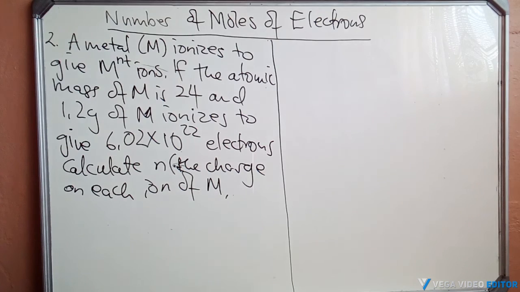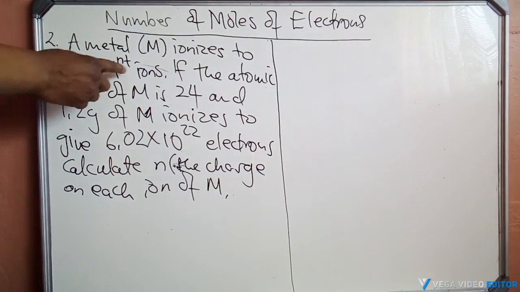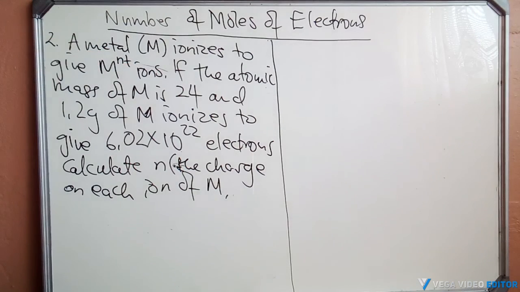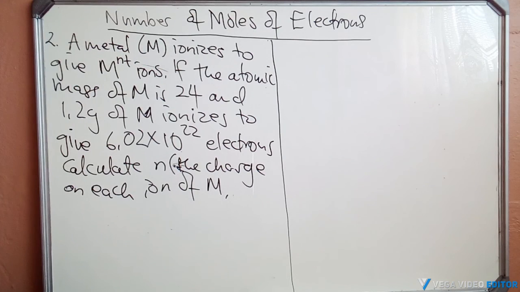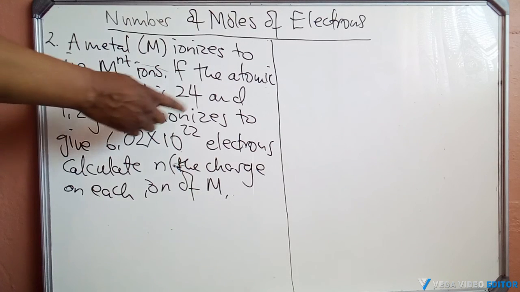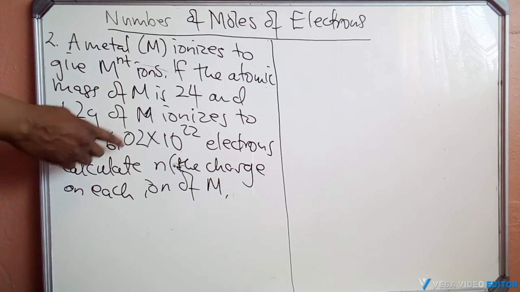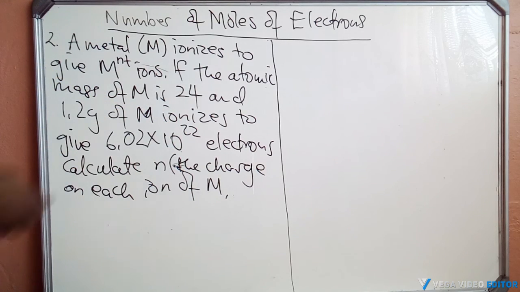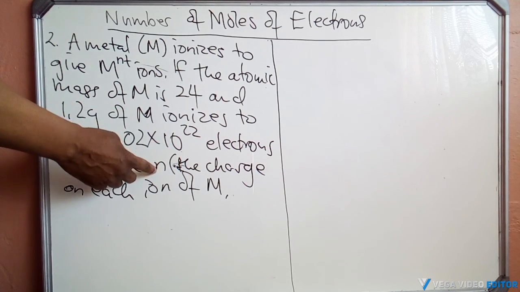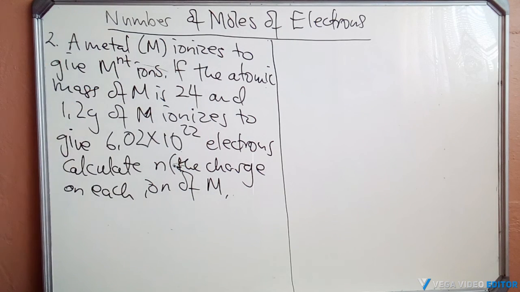Question number 2 reads: a metal M ionizes to give M^N+ ions. If the atomic mass of M is 24 and 1.2 grams of M ionizes to give 6.02 times 10 to the power of 22 electrons, calculate N, which is the charge for each ion of M. So we want to find out the number of moles in that case.